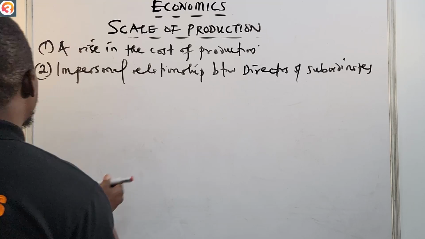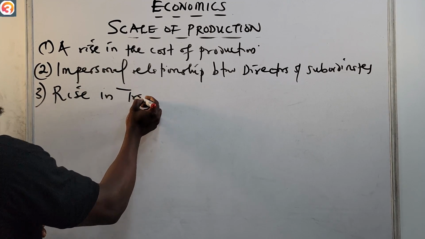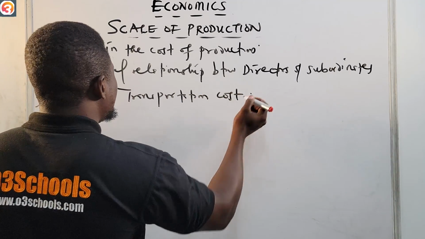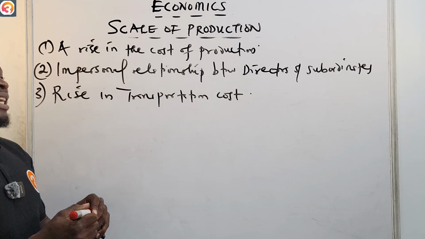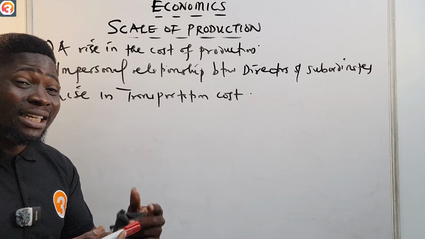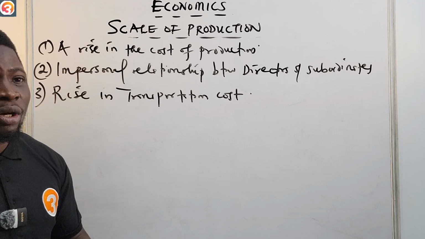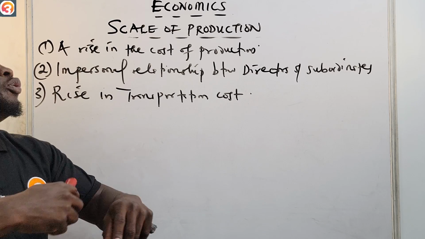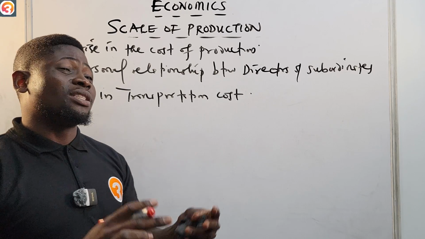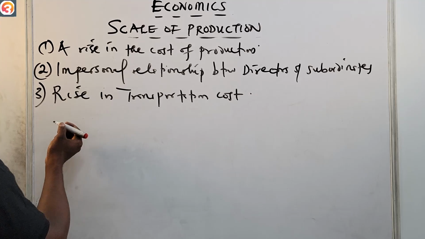Then number three, rise in transportation costs. This will be evident because the firm is already too big, so they'll spend a lot of money transporting raw materials and other things from place to place. So transportation costs will just increase exponentially, which is not even good in the long run. Then likewise, number four, difficulty in coordinating production.